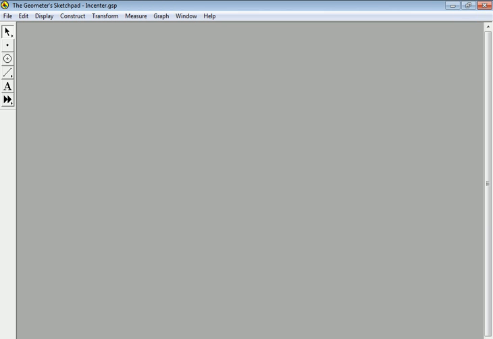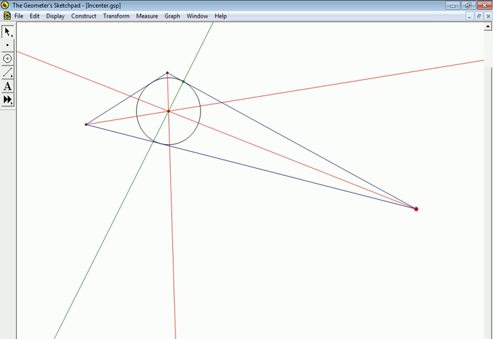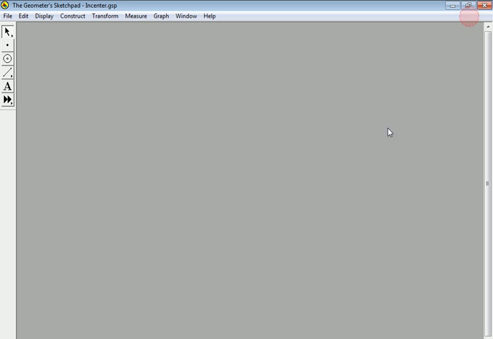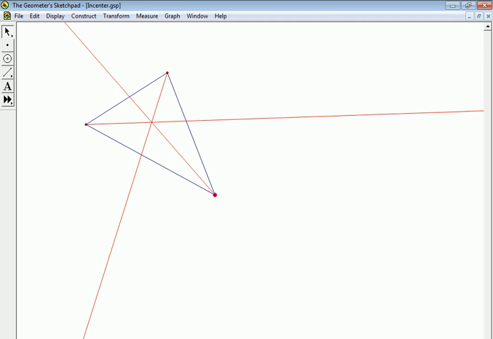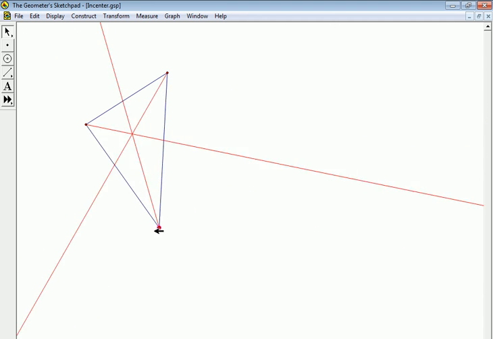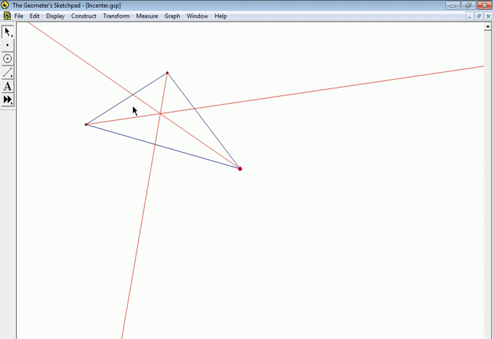Incenter. Is that what I want? Not yet. On this one, yes. The incenter is formed by the angle bisectors. Do these look like angle bisectors? Sure do. It's always inside the triangle, and it's equidistant to an edge. This distance and that distance will always be the same.